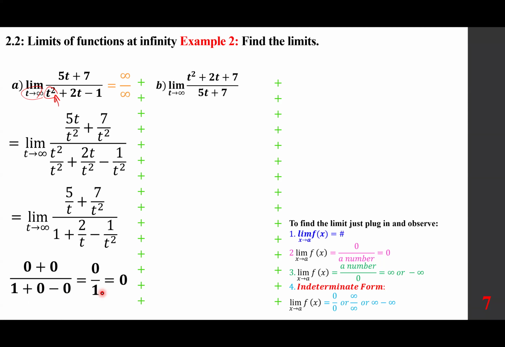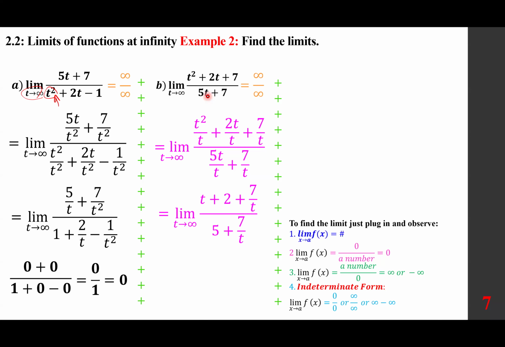Same thing happens here. You plug in, you get infinity over infinity. You have a fractional format. T is approaching infinity. You divide by the highest degree term in the denominator, namely t. You simplify and you plug in. This is infinity plus 2, this goes to 0, this is 5, this goes to 0. Now, infinity plus 2 or plus any number or minus any number is infinity, divided by any positive number, it is still infinity. And that's the key, division by a positive number, everybody, okay?